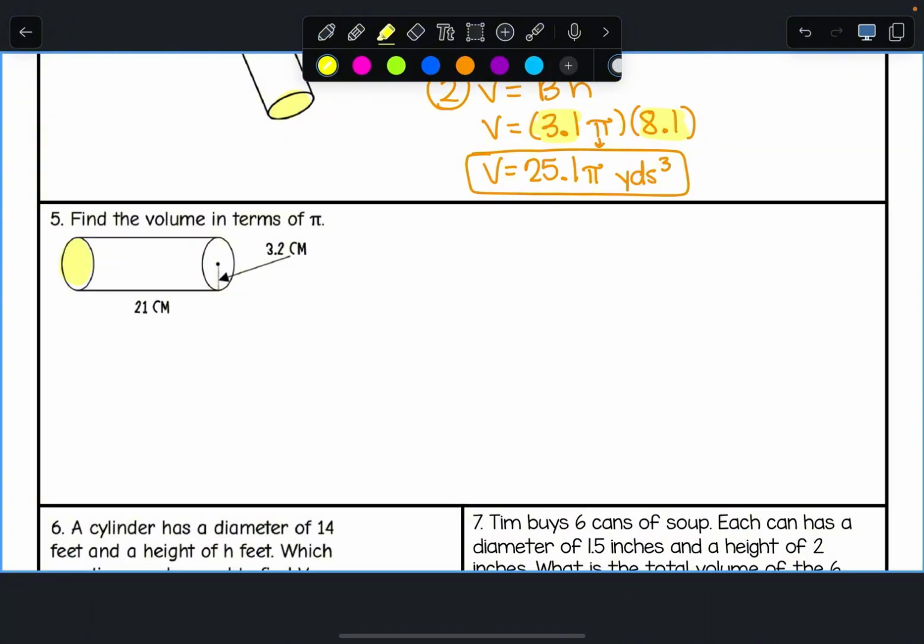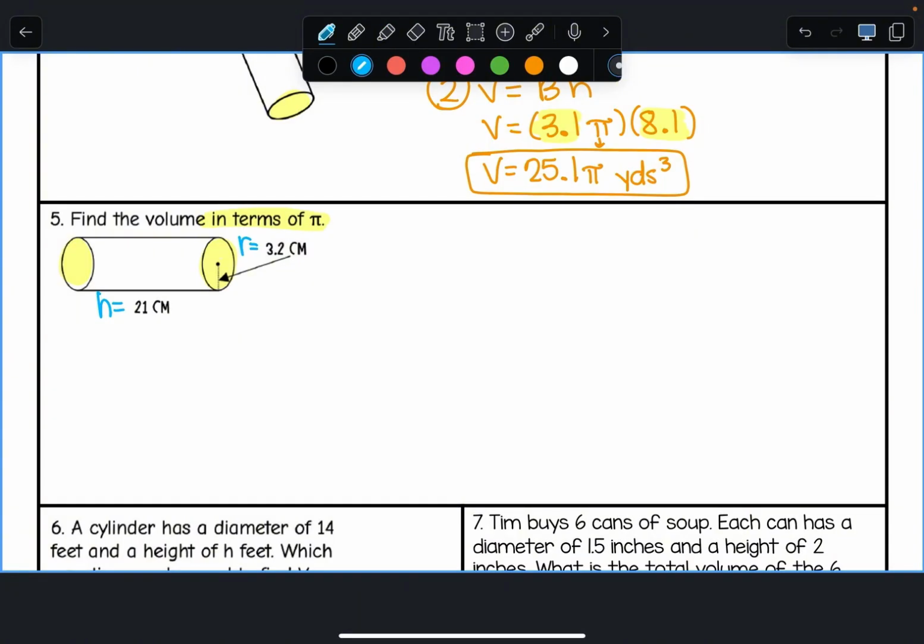So what is the height? Yep. And 3.2, is that a radius or diameter? That one is a radius. Now they want us to leave it what? In terms of pi. So keep that in mind when we're solving.